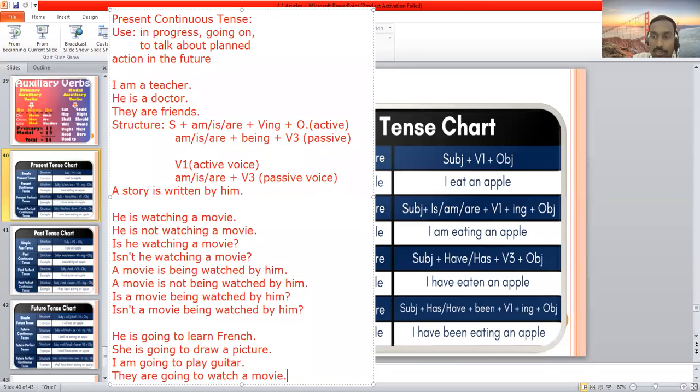Just try to tell more examples. Maximum examples, it means maximum understanding. If you are not able to make an example, it means you are not able to understand. He is going to drink water.